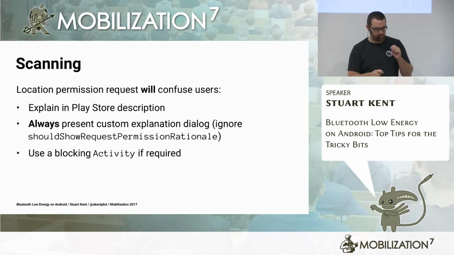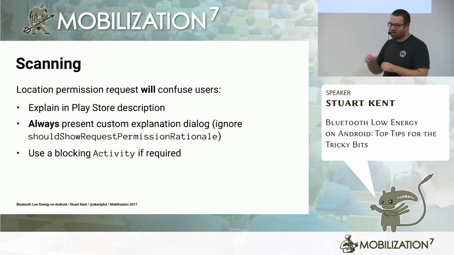In the standard way of doing a permission ask, the first time you just ask, and then the second time the should-show-request-permission-rationale flag will be set, and that's Google telling you this has been previously denied. You might want to explain a bit more fully before making the permission ask. I recommend not even bothering with that. Just always explain, because it's always going to be very confusing that first time.